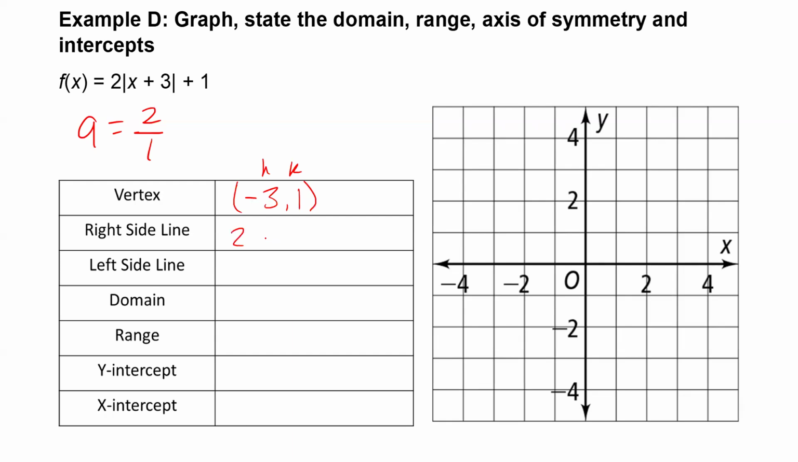We go 2 up and 1 right. Is that correct? Okay, so therefore on our left side, what are we doing? We're going to have to go 2 up and 1 left. Easy enough. So we come over to (negative 3, 1). We go up 2, right 1, up 2, right 1. On the other side, up 2, left 1, up 2, and left 1.